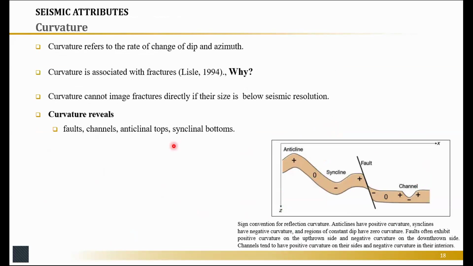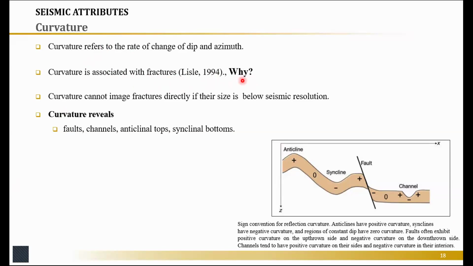Moving to the curvature. The curvature is most interesting also, as the curvature refers to the change of the depth and azimuth. The change along the seismic reflection or horizon can guide you to some information. We said that the curvature is very important, and Lisle in 1994 considered that this is very important because it is associated with fractures. So why do we consider that the curvature is associated with fractures?